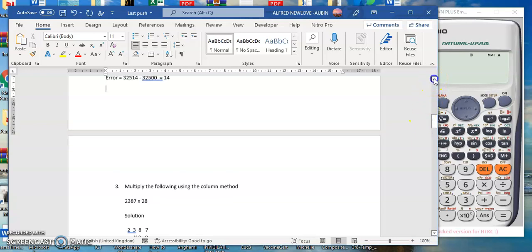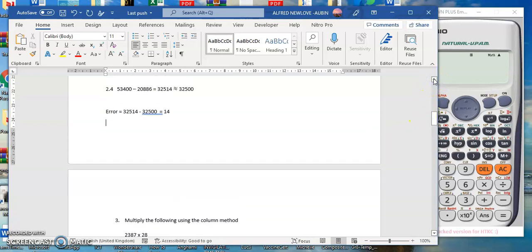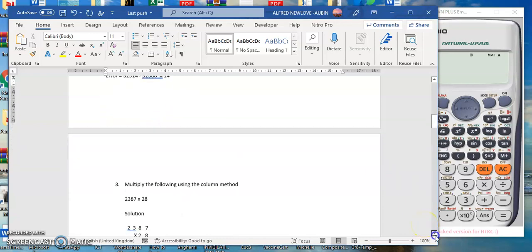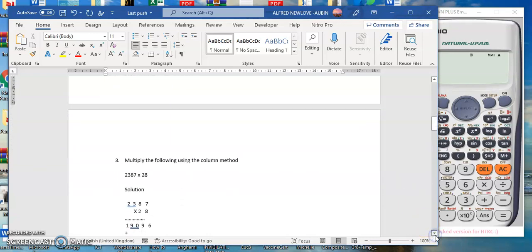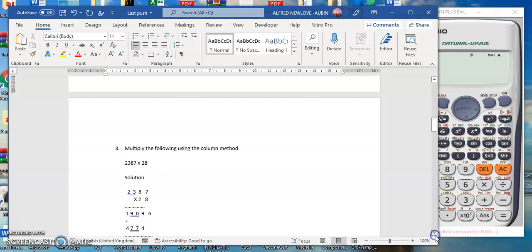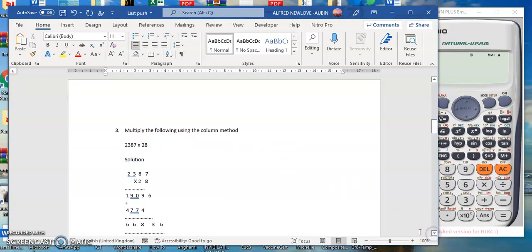Yesterday we looked at how to determine the error. Today we are going to look at how to use the column method to multiply. Assuming you have a question that says multiply the following using the column method, you have to write it and arrange it correctly. If you don't arrange it correctly, you are going to get your answer wrong.